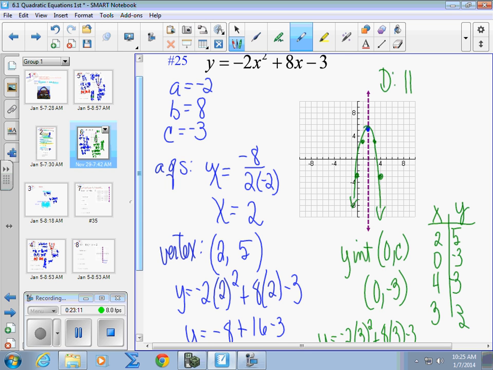The domain is all real numbers. The range is y, such that y is less than or equal to 5. Everybody okay with that?